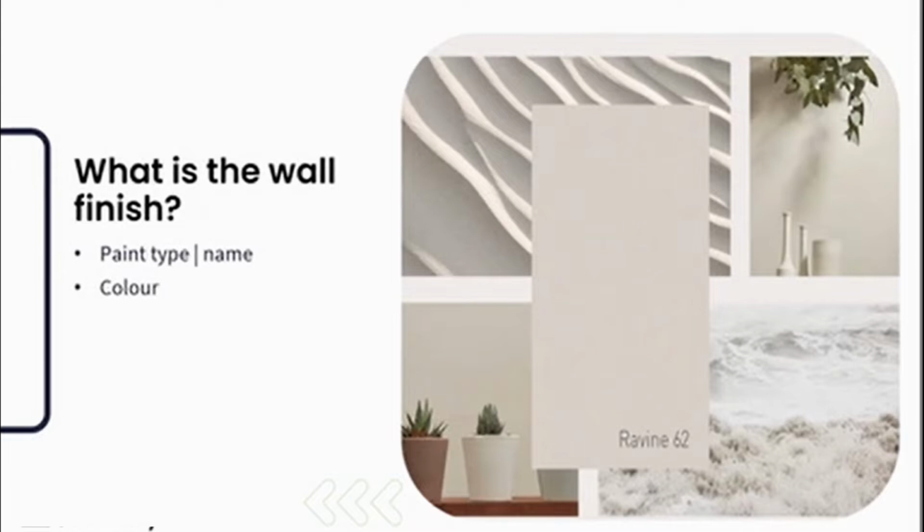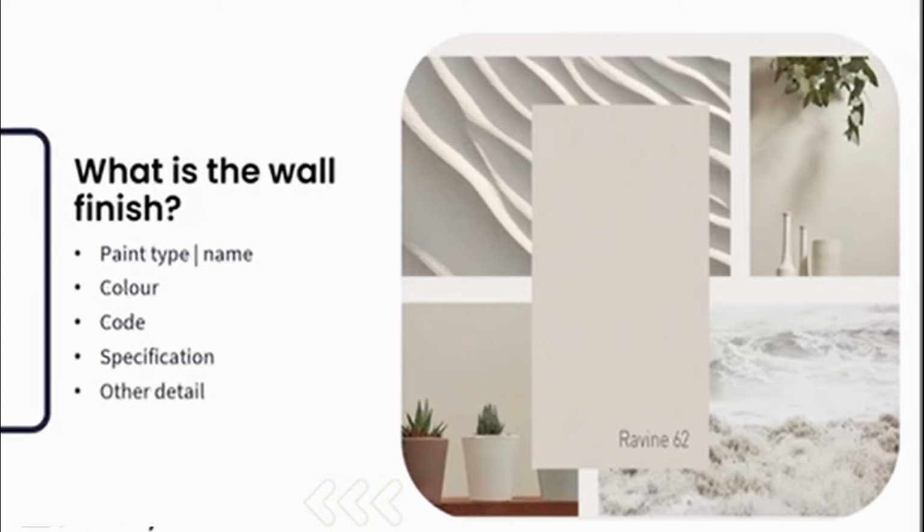I would then proceed by adding the color of the product. And in this case, as we can see, our color is Ravine. I would follow that by the code of the product or the code of the color. And in this case, our code is 62. And then I would add a specification. So this might apply specifically to fabric or wallpaper, but specifically maybe the range of the fabric or the range of the wallpaper. In this case, we don't have a specification.